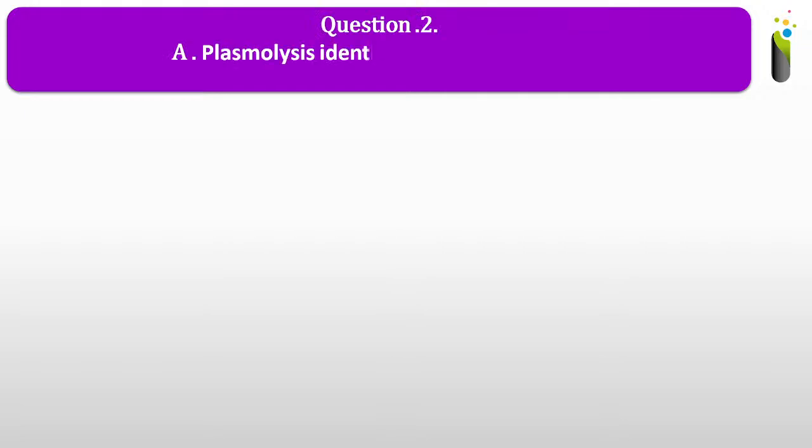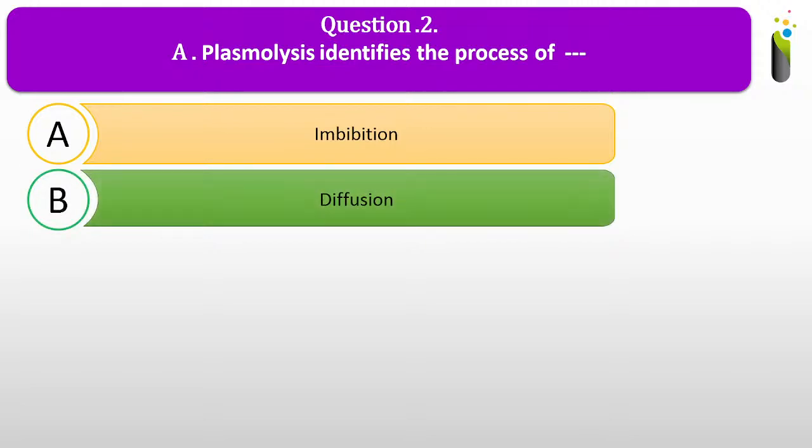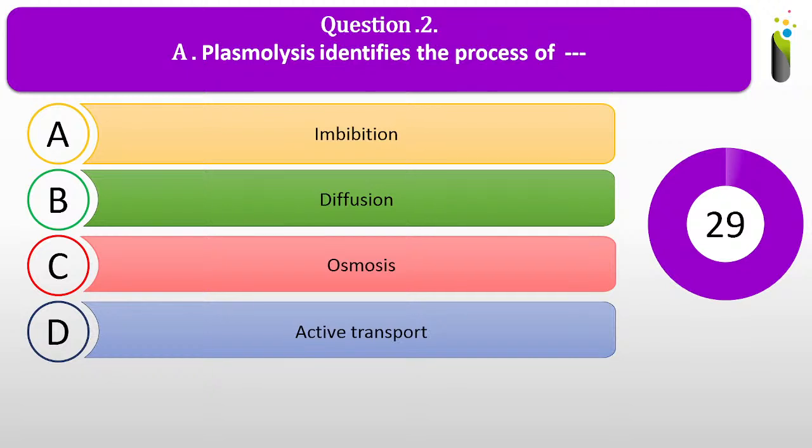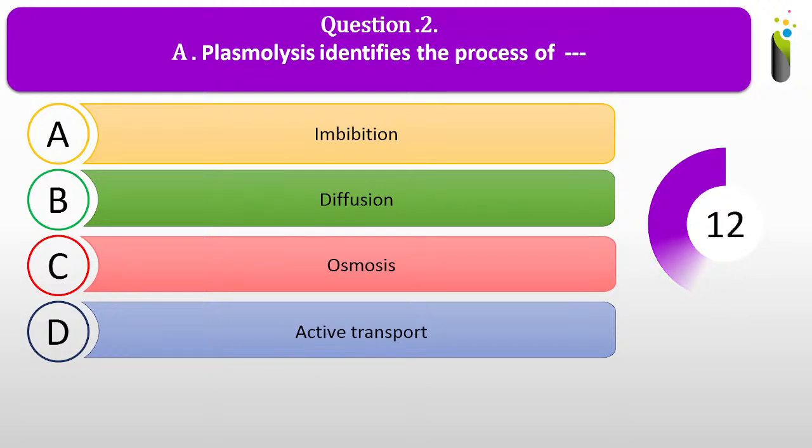Question number 2, sub-question A. Plasmolysis identifies the process of dash. A. Imbibition. B. Diffusion. C. Osmosis. D. Active transport. So answer me for question number 2A.